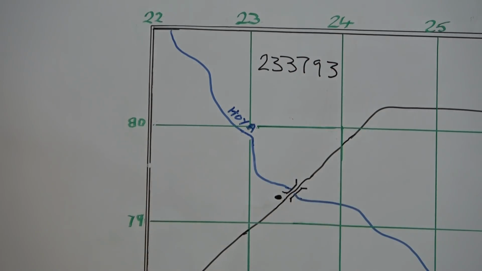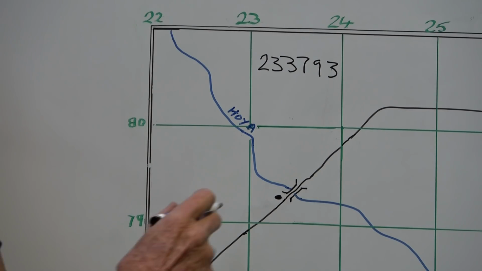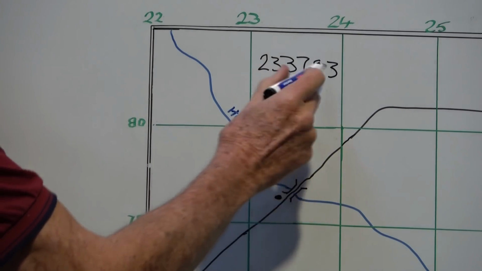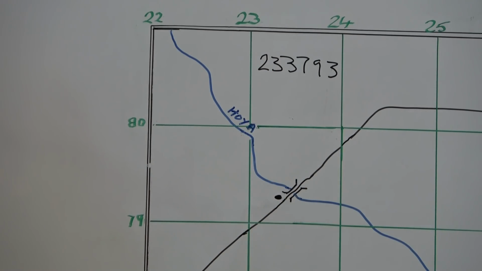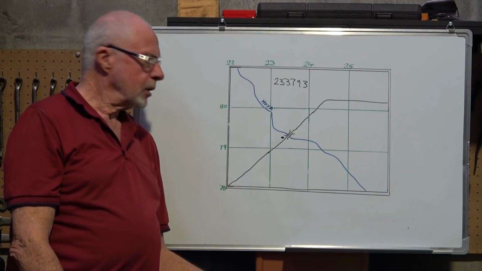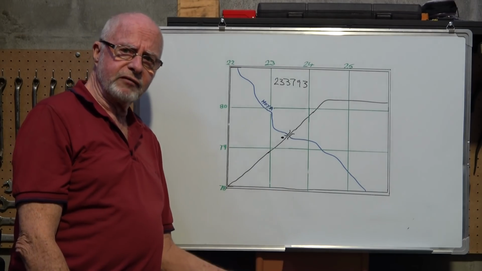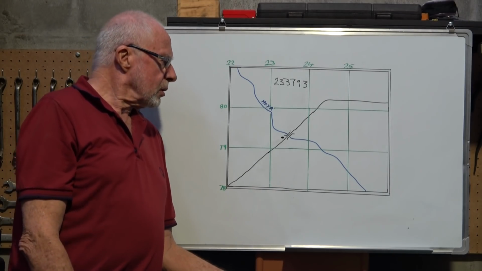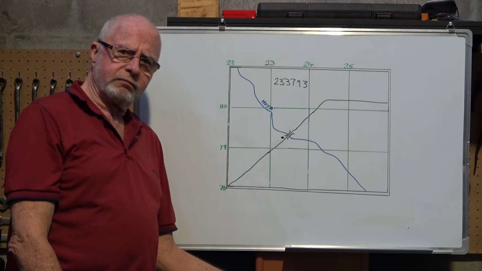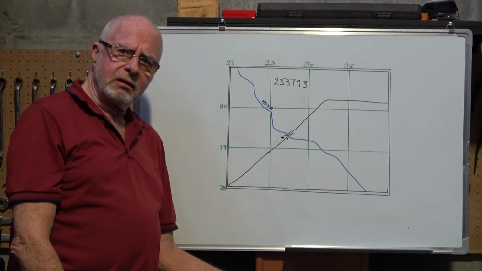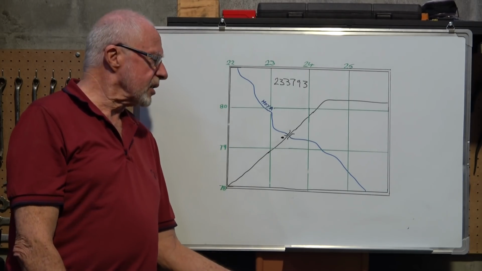So we would radio in our locstat for that contact as being 233793. And they'd be able to see very, very quickly on the map in the ops tent where we've had that engagement with the enemy. Well, it may not seem like a particularly accurate way of determining your position, but it's good enough for most practical purposes. It doesn't have to be within 10 meters or anything like that.